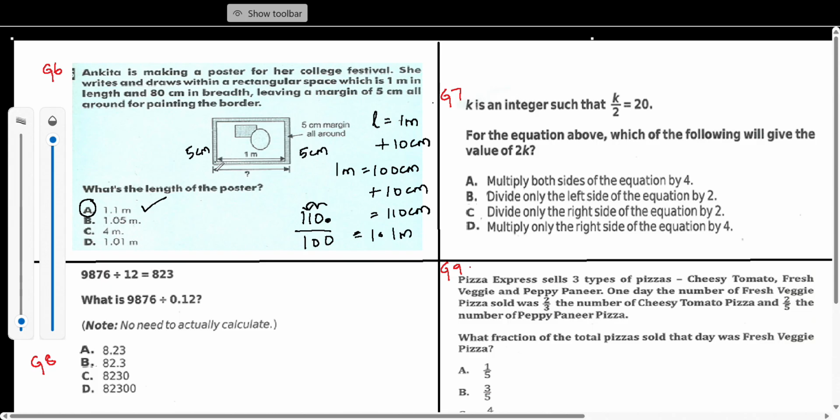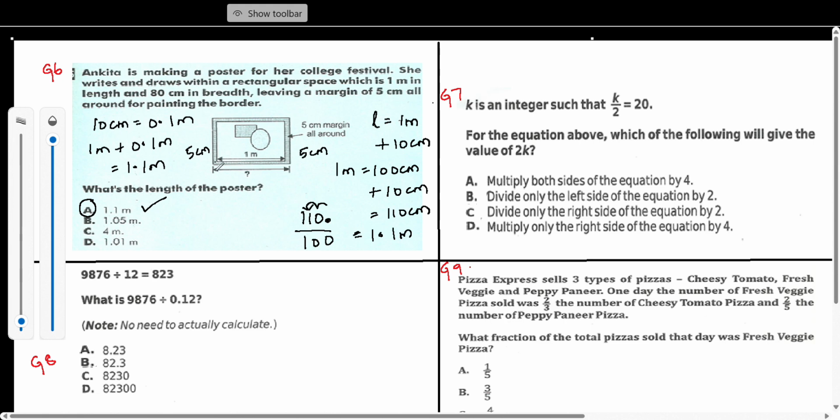Even if you choose to have it converted here itself, 10 centimeter will be 0.1 meter. So 1 meter plus 0.1 meter is obviously 1.1 meter. Either way, you get the same answer.